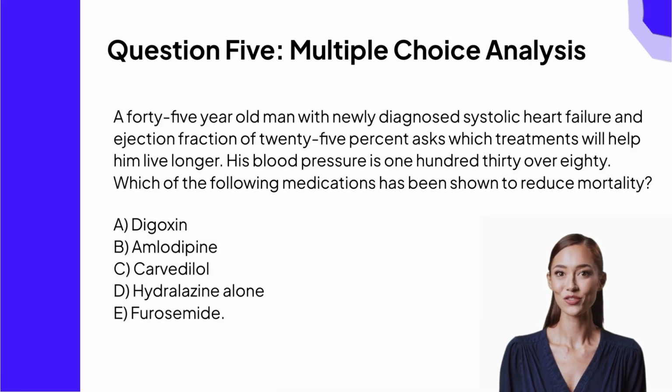This multiple-choice question directly tests mortality benefit. The question explicitly asks which medication helps the patient live longer. This is a common board question format. Before looking at the options, recall which heart failure medications reduce mortality versus which only improve symptoms. Each answer choice represents a different category. Take a moment to think through each one.